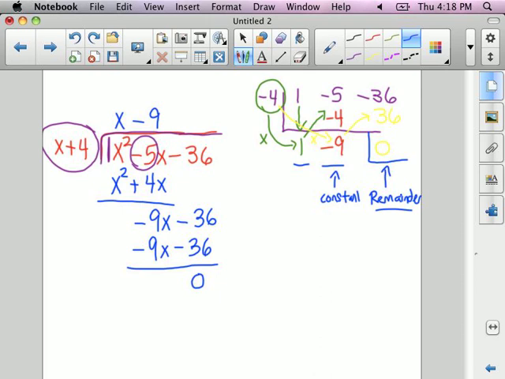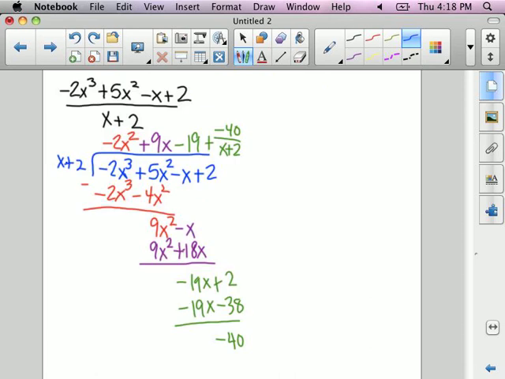So, my answer for this one is x minus 9. 1x minus just plain old 9. And if you notice, it's exactly what we got over there. So it works. I'm going to walk you through another example, and then I'll give you a chance to practice one. Let's talk about one more together for now.